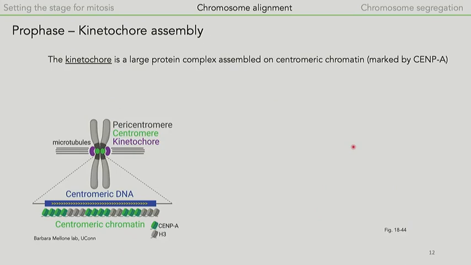The other thing that has to happen on the DNA is that you have to start to assemble a large protein complex called the kinetochore. The kinetochore is going to recognize that histone variant that I talked about earlier, CENP-A. So CENP-A is a marker that's used on the chromosomes to say, assemble this structure here. Okay.